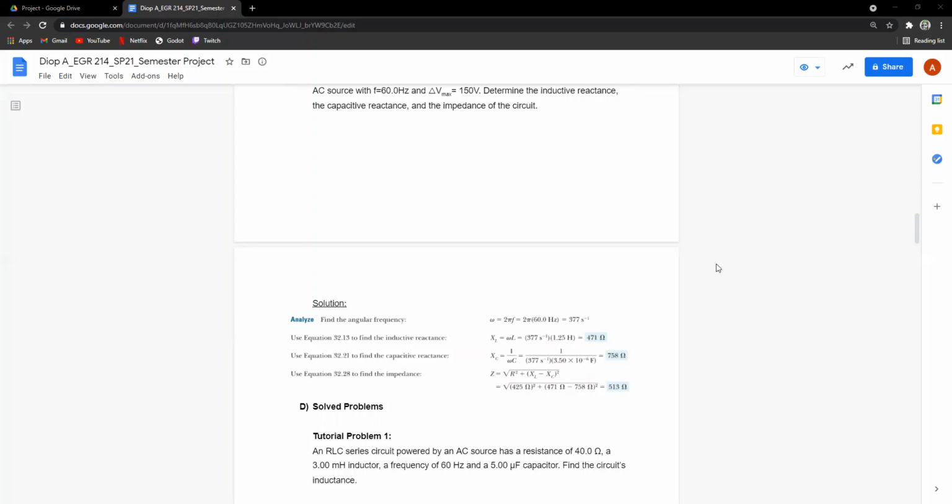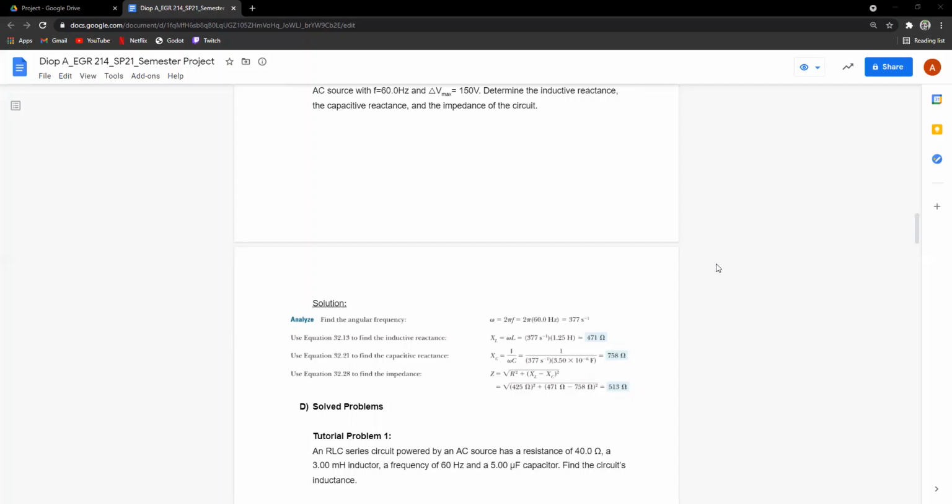Moving on to the next, finding our capacitive reactance, our XC, it's 1 over W times C. Now we do the same thing with angular frequency and just plug and replace. So it will be 1 over 2 pi f C. Plugging in the variables that we know, we get 758 ohms.